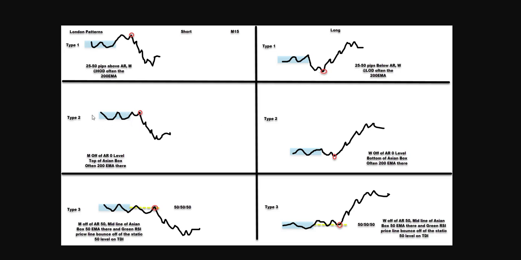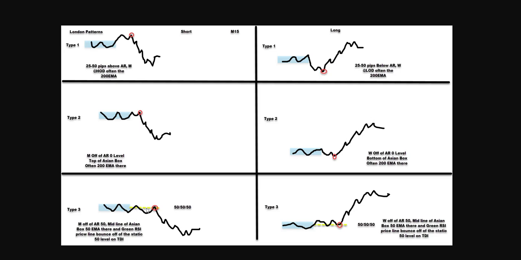So type 2 trade is off of AR0 high or low. Price consolidates during Asia, then respects the top of the AR0, M formation, second leg entry, top of Asian box, often at the 200 EMA, floating past there. For type 2 in peak formation low, we have a false move to the AR0 level, W off the bottom of the Asian range, often at the 200 EMA, and then off to the races.